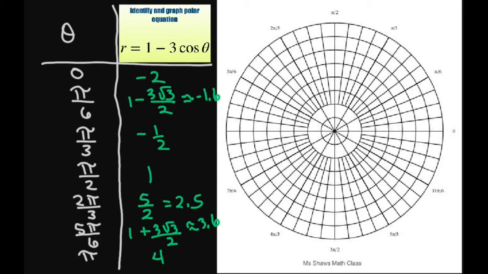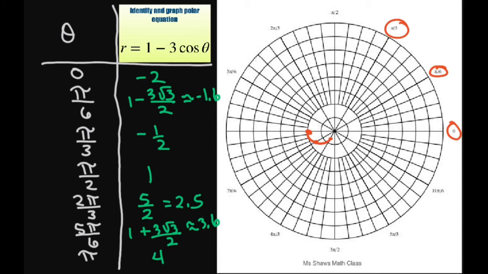All right, so let's plot these points, and then we'll use our symmetry to graph the other half of our Limacon. So at 0 we have negative 2. Here's your angle 0. Negative 2 means we're out here. At pi divided by 6, we're at negative 1.6. So somewhere in here. All right. And at pi divided by 3, we're at negative 1/2. So that's in here somewhere. All right, so this is where it's going.